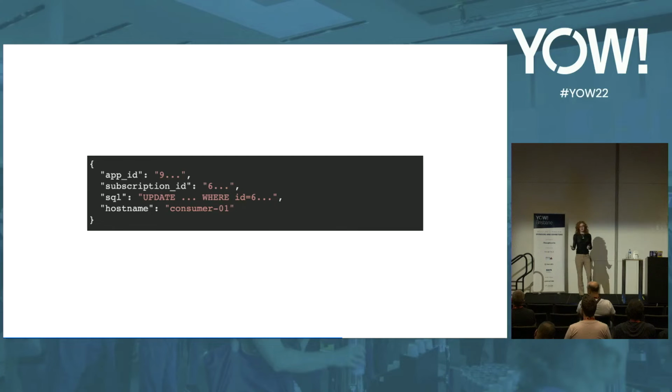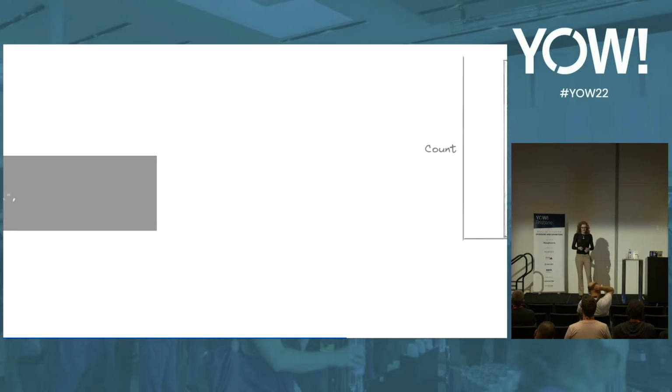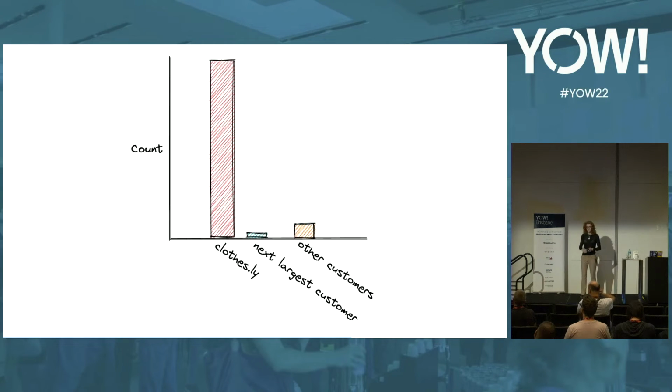And the first thing we did was group this by the data set, and group this by the app ID. And we immediately noticed something very striking. Of the small amount of updates that were being performed, nearly all of them were associated with a single customer data set, which we're going to call Clothesly, which is not a real website. If Clothesly was doing maybe 500 updates per second, the next largest customer was maybe doing 5, and all other customers together on that one pod were doing maybe 30. So just an enormous gap in scale.